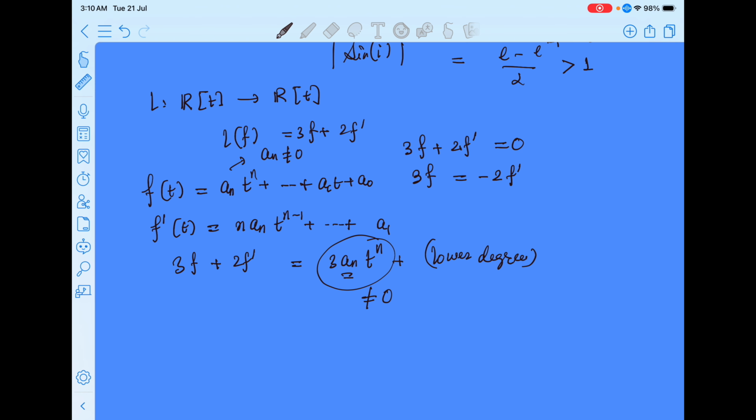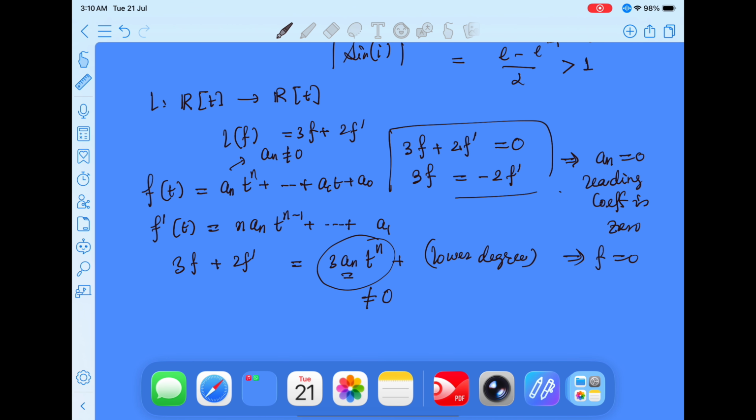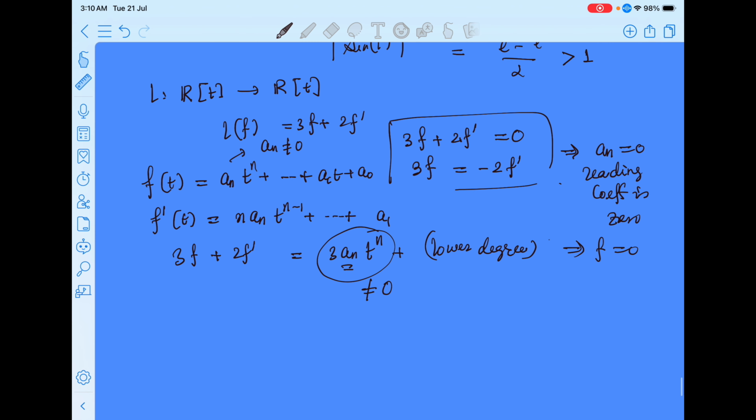So if 3f + 2f' is 0, that will imply that a_n is 0. So the leading coefficient is 0, which means f is 0. You can also do it by solving this differential equation. It will give a solution inside the exponential space, but R[t] is a collection of polynomials only. Okay, so you have to show the surjectiveness, right?